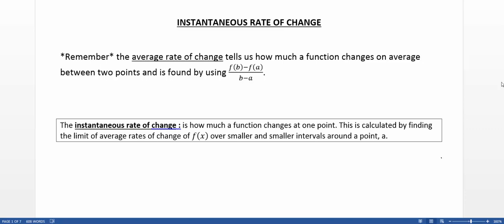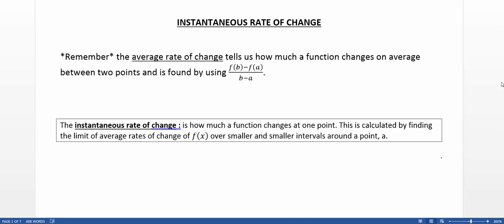So the instantaneous rate of change is how much a function changes at 1 point. This is really powerful because if we can find out how much a function changes at 1 point, we can look at cumulative points to find out exactly how much a function changes on an interval instead of the average. We calculate the instantaneous rate of change by finding the limit of average rates of change of f(x) over smaller and smaller intervals around a point A. So what that means is we want to look at a specific point that we're interested in. We're going to look at the average rate of change near that point, and we're going to see what the average rates of change are approaching as we get closer and closer to A.